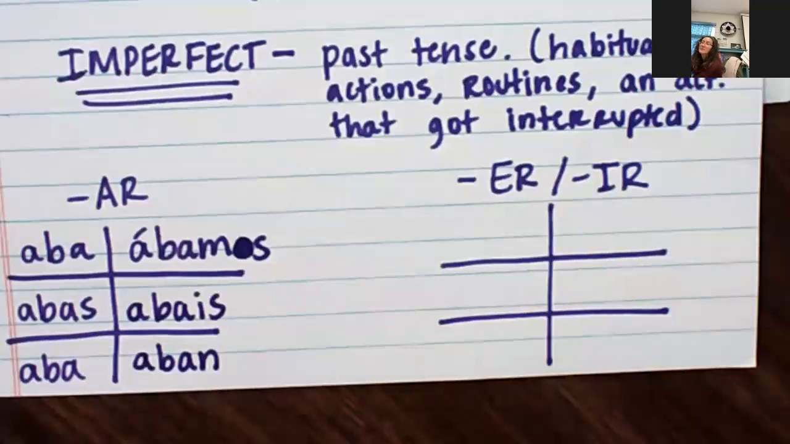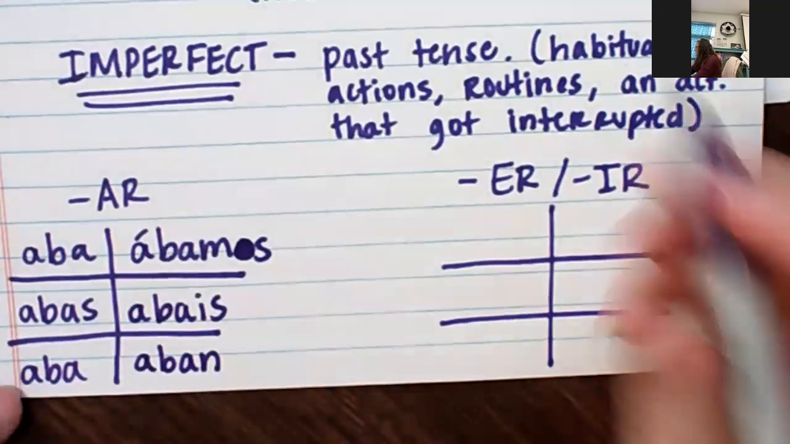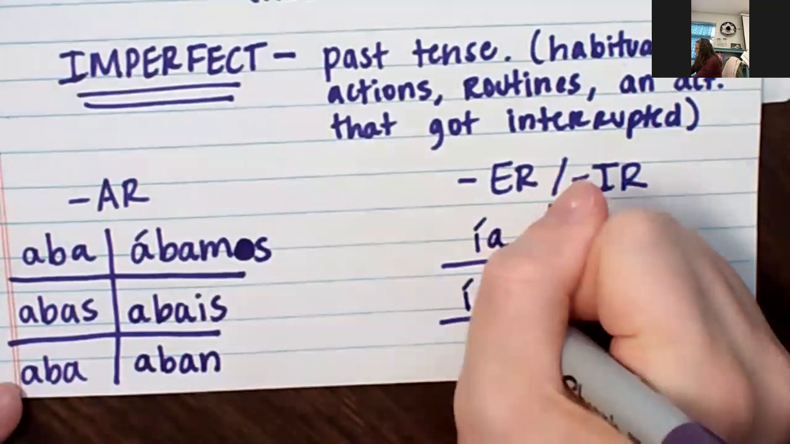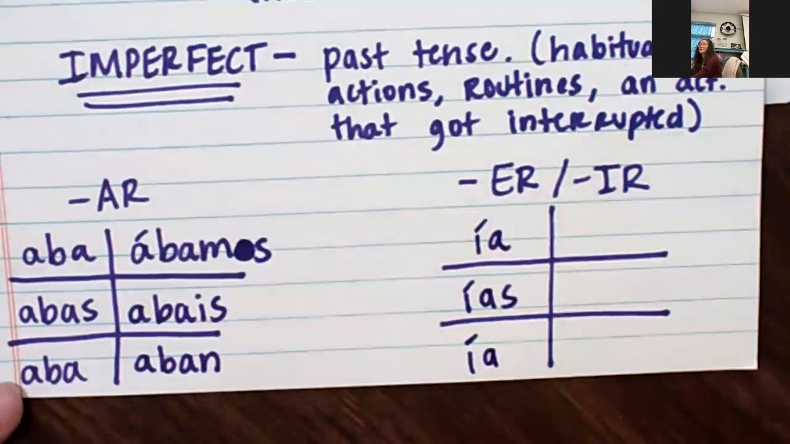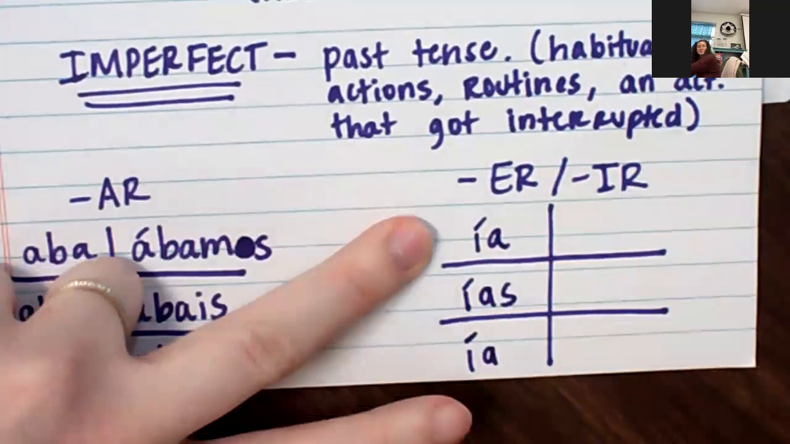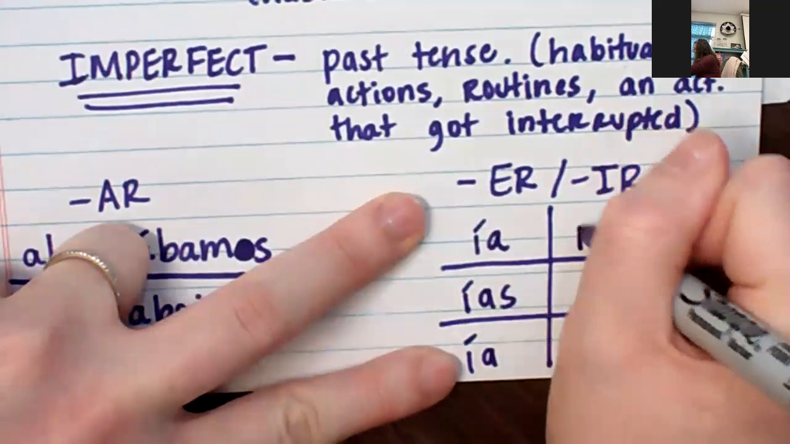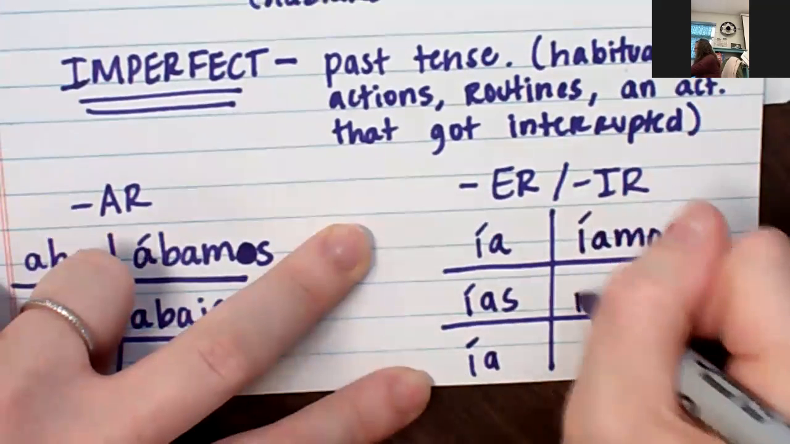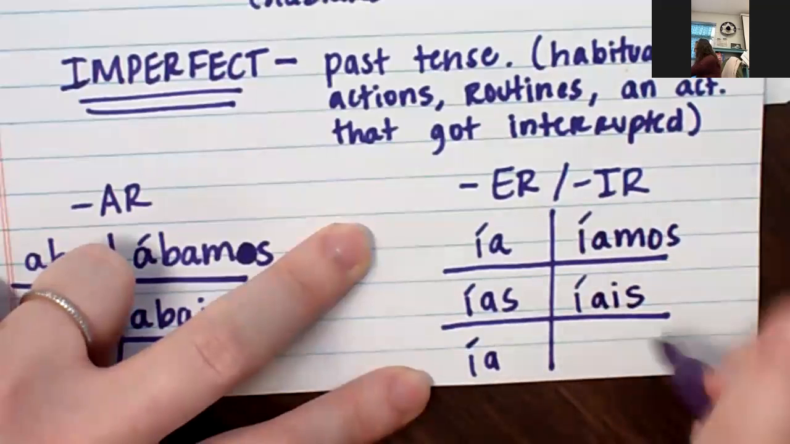ER and IR, a little bit shorter than ábamos or aban. So we have ía, ías, ía. So these are the same, just like on the AR, we have to use context. We have íamos. This one's annoying to say. Íais. And we have ían.